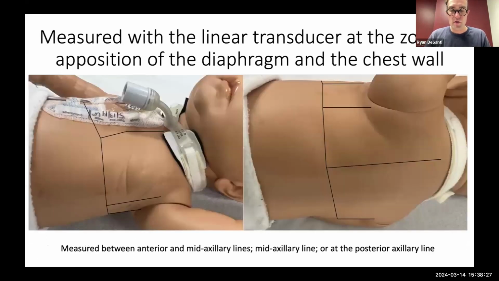So in order to measure the diaphragm thickening fraction and diaphragm thickness, we typically will use the linear transducer, place it at what's called the zone of apposition of the diaphragm in the chest wall. This is typically between the 8th and 10th intercostal spaces. And then place the probe, and this is a little bit variable in the literature, somewhere between the anterior axillary line, mid-axillary line, or at the posterior axillary line. And again, this is with the linear probe, with the probe marker facing towards the patient's head.